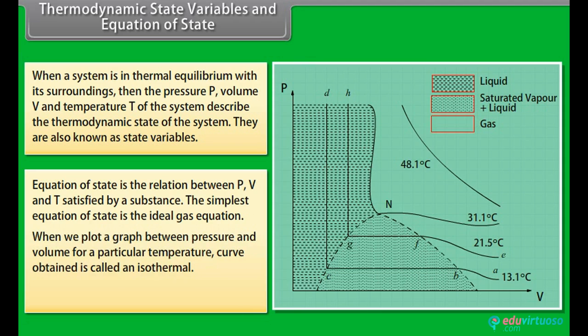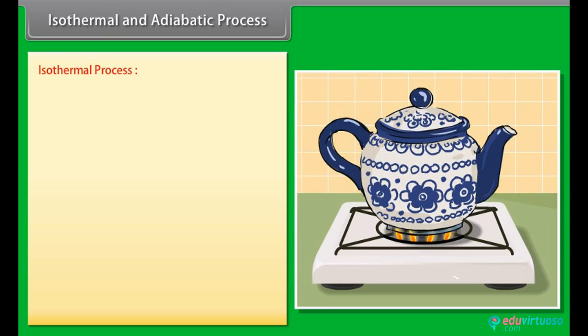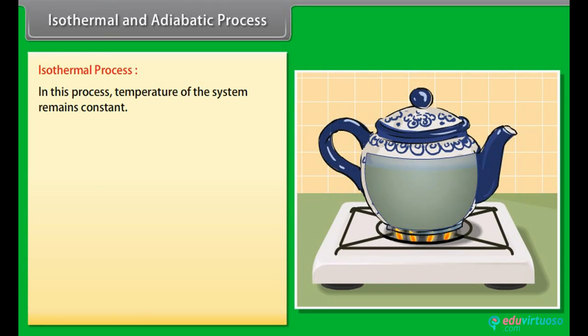When we plot a graph between pressure and volume for a particular temperature, the curve obtained is called an isothermal. Plot of different isothermals for CO2 is given in this graph. Isothermal and adiabatic process. Isothermal process. In this process, temperature of the system remains constant.